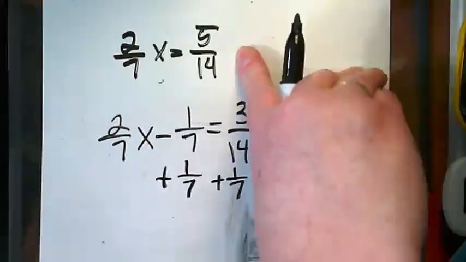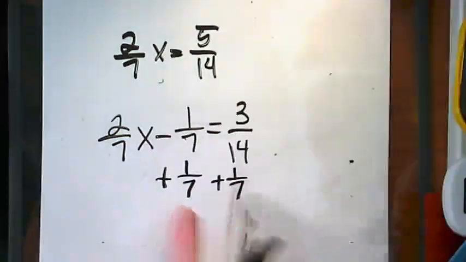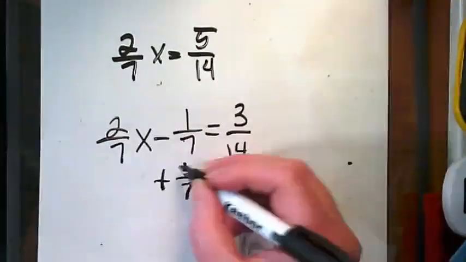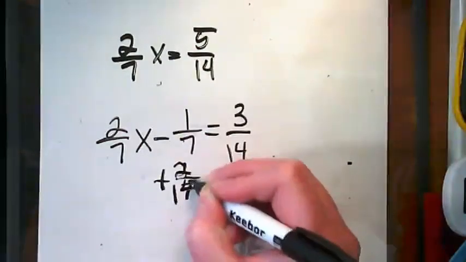We can take a hint from up here though, can't we? It's gonna stay a 14. This 1/7 has to turn into something over 14. So I'm gonna cross this out and change it to 2/14.